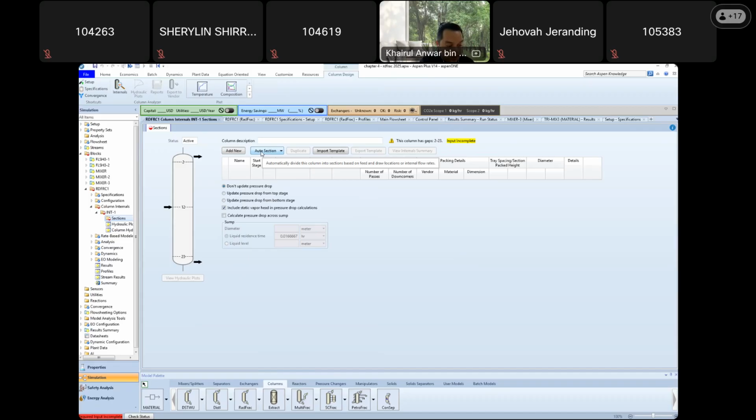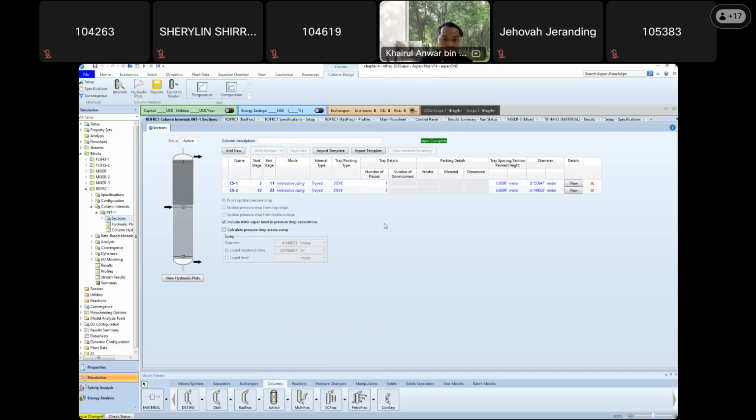Let us click the auto section button and then select based on feed and draw location. So figure 4. Okay, it has created two sections, one above the feed tray and another below it. So we have CS1 and CS2 now. Note that the feed stream enters as a liquid mixture above stage 12.